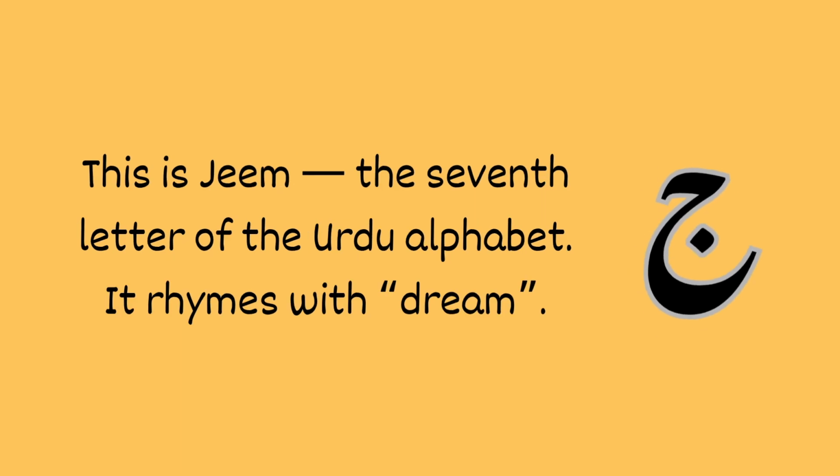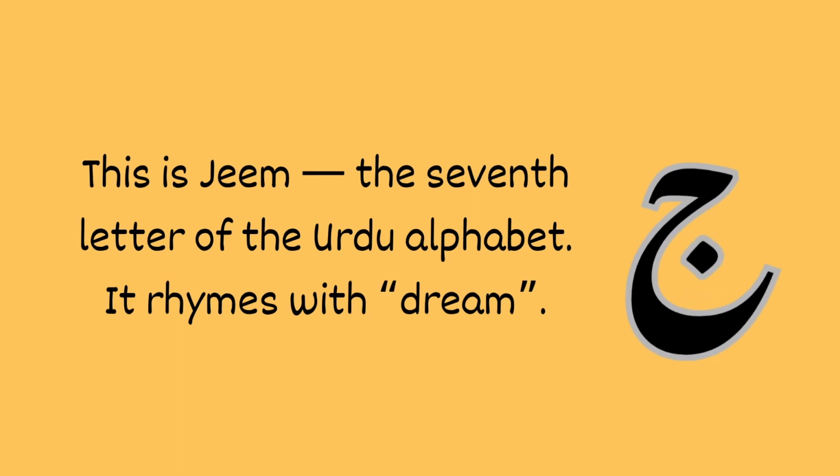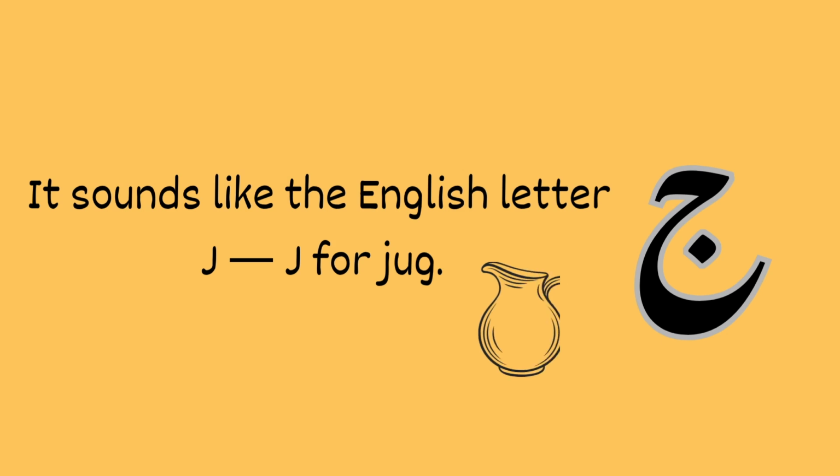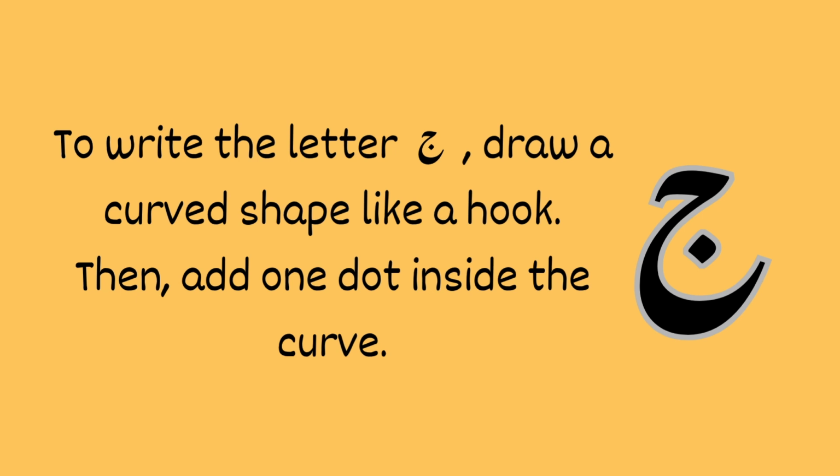This is Jeem, the seventh letter of the Urdu alphabet. It rhymes with dream. And it sounds like the English letter J, like J for jug. To write the letter Jeem, draw a curved shape like a hook, then add 1 dot inside the curve.